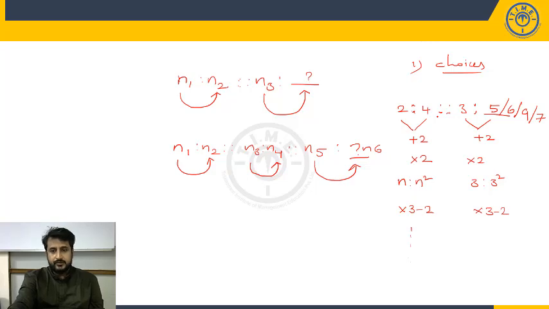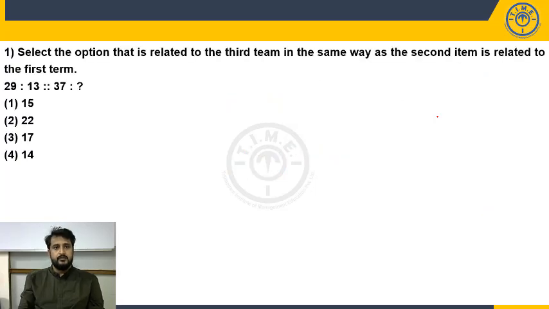Let's discuss the questions. Now look here. 29, select the option that is related to the third term in the same way as the second term is related to the first term. Okay, it is term. Make a small correction. Okay, 29 is to 13 proportion 37 is to dash. Okay, 29 is to 13 proportion 37 is to dash is our question.